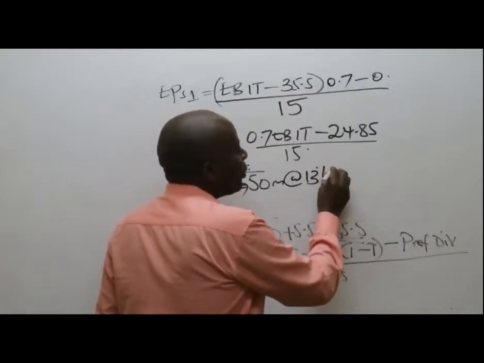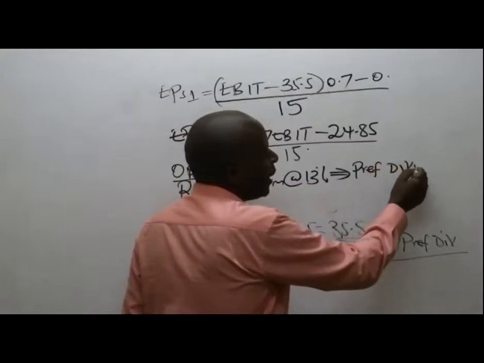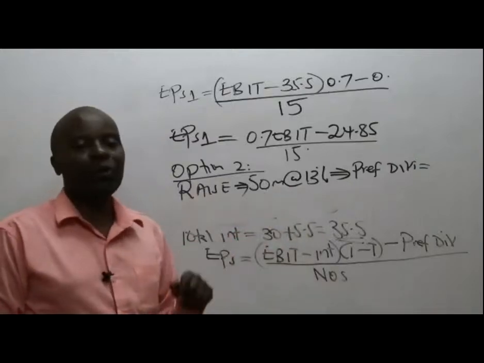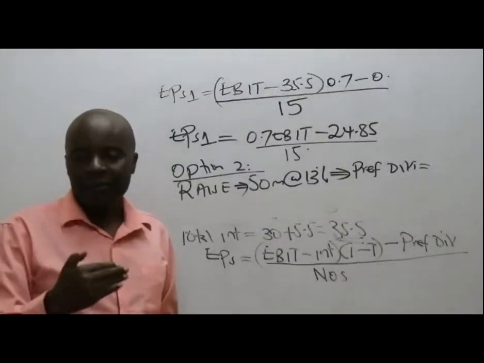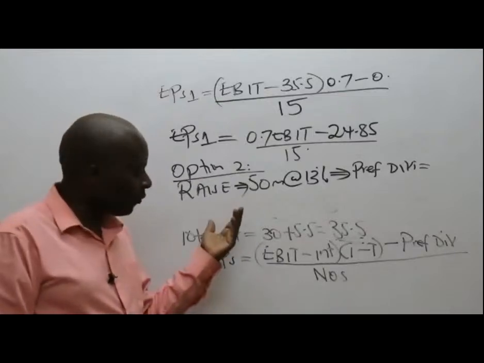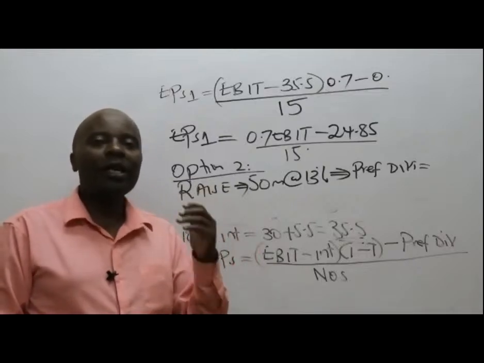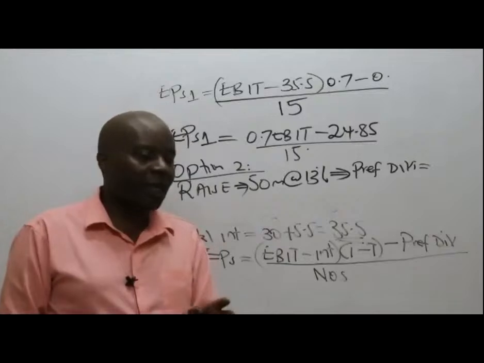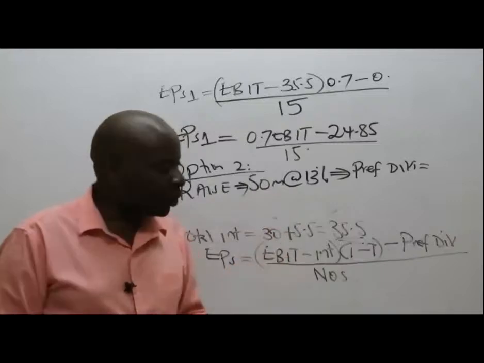So the most interesting thing here will be the preference dividends. Preference dividends will be 13% of the par value, 13% of 50 million. Remember, we are raising 50 million, but this time around they don't want us to use debt or ordinary shares. They want us to use preference shares. So 13% of 50 is 6.5 million.